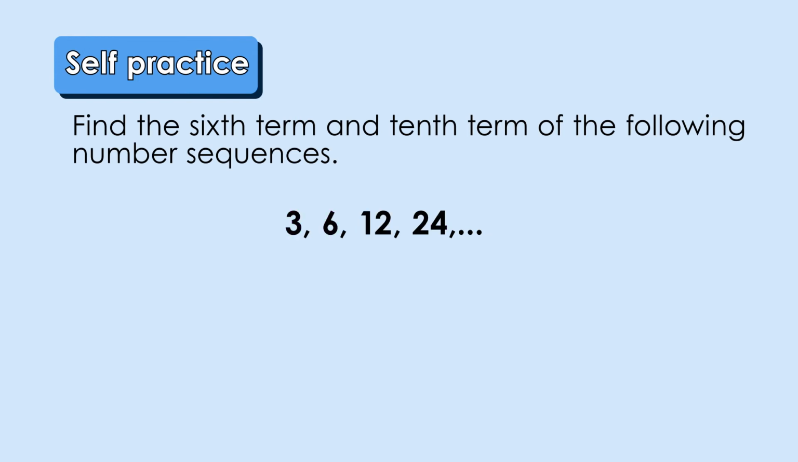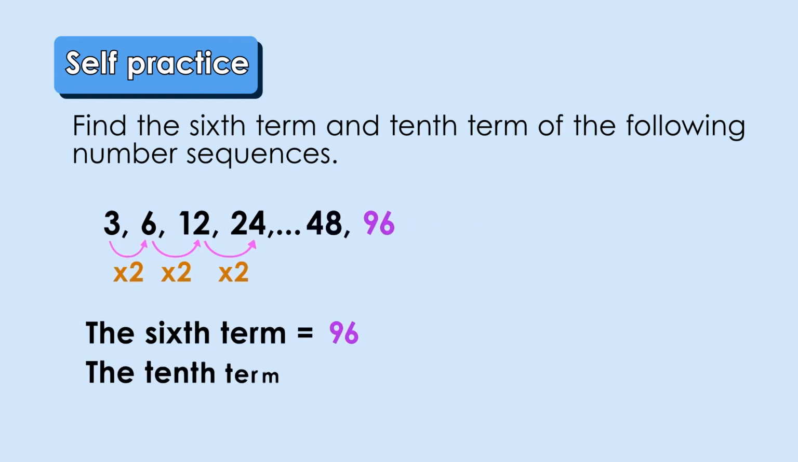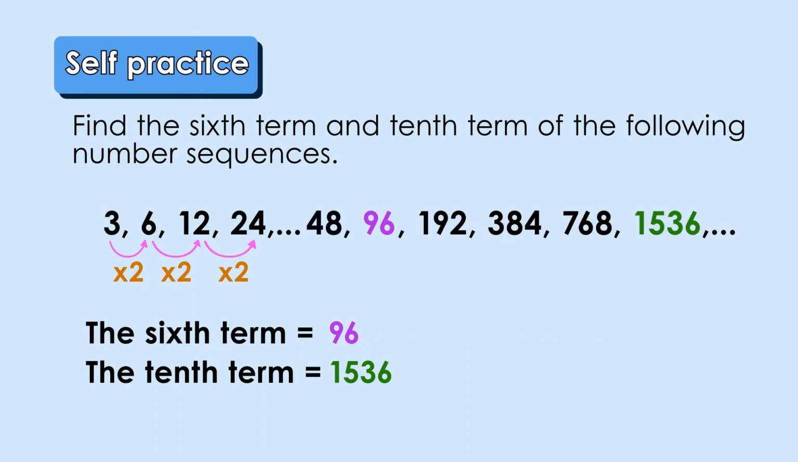Yes, for this question, our pattern is multiply the previous number by 2. So, as you keep multiplying, can you get the answer for the 6th term and 10th term? The 6th term is 96. The 10th term is 1536.